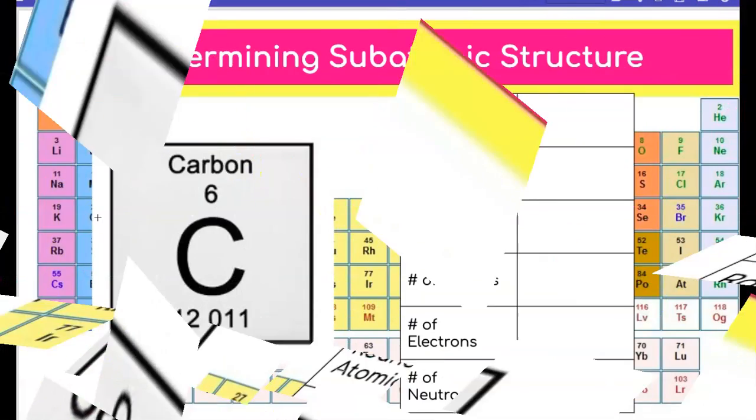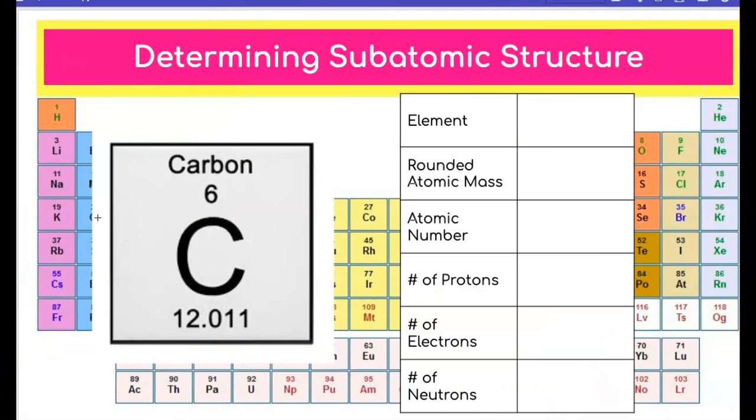Now, let's look at an example of how we can use the periodic table to determine the subatomic structure of an element. As we can see here, my element is carbon. I know that simply by looking at the element name at the top of the square. Now I'm going to record my rounded atomic mass because I know I'll need that later. If I look down here, I can see that my mass is 12.011. I know that zero rounds down, so if I need to round this to a whole number, that is going to round to 12.